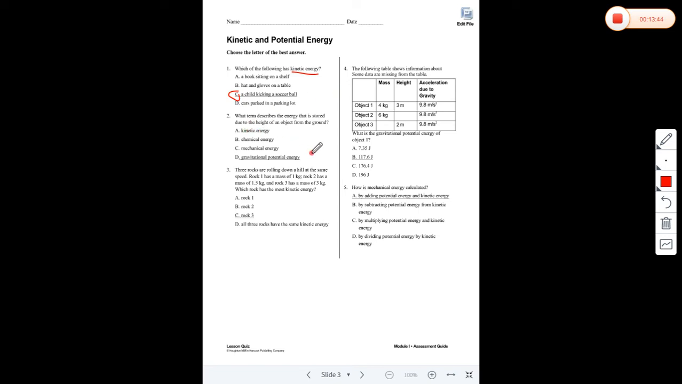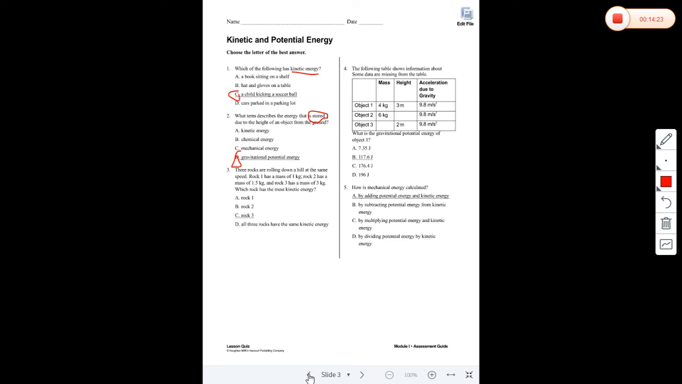Next one. What term describes the energy that is stored due to the height of an object from the ground? Stored energy. We heard this word before. Excellent. We say that stored energy is the potential energy. Okay, you search for the potential energy. Yes, letter D, gravitational potential energy.